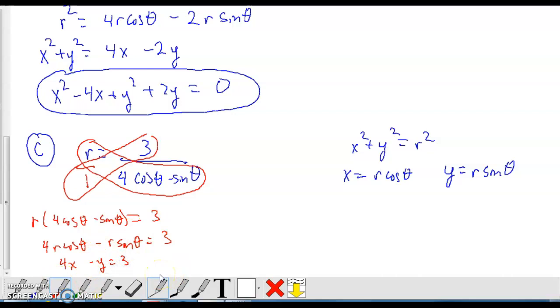Hopefully you recognize that this is a line, right? So I can move the y over to the other side. This will actually just be y is equal to 4x minus 3. Not that we had to do that. As long as you got this far, that is fine.